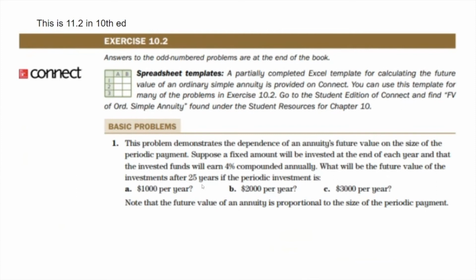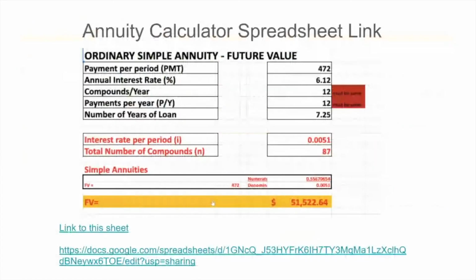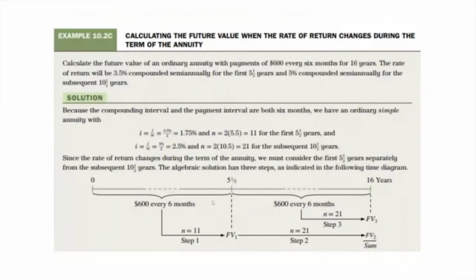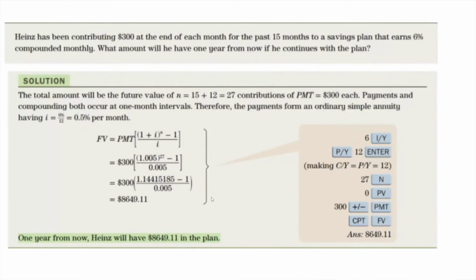And it's 25 years, so the total number of years is 25. And if we figure out how many compounds there are, 25 years times 1 compound is 25, so N is 25. So we can plug those numbers into the formula here to find the total value at the end of the period.